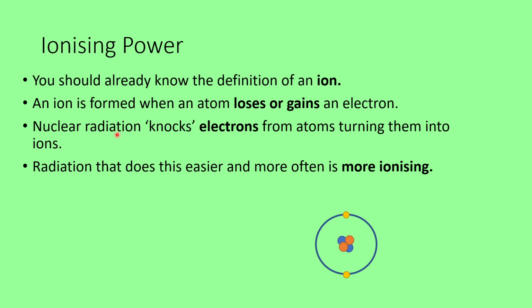Now, nuclear radiation knocks electrons from atoms, turning them into ions. And radiation that does this more easily is known as more ionizing. So once again, if we have this atom here, and we have some radiation coming through, it's going to knock an electron off, and suddenly now we have 2 protons and 1 electron, and we say this is now charged with a charge of positive 1.